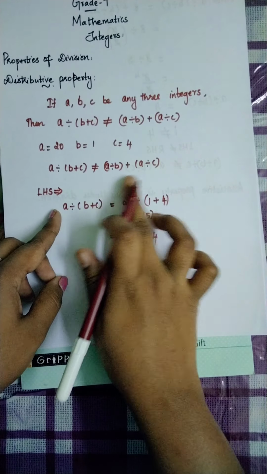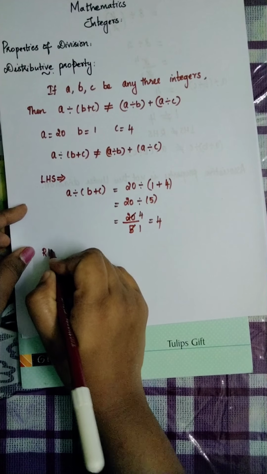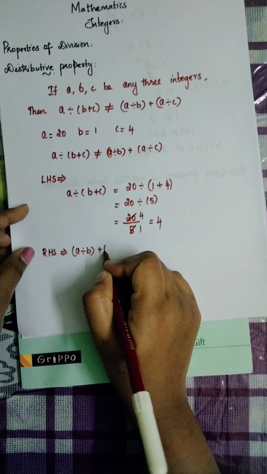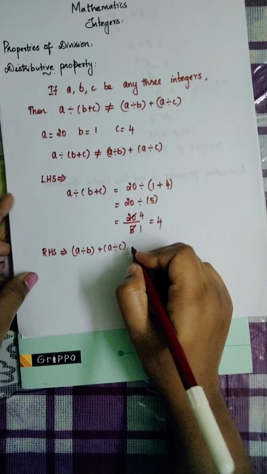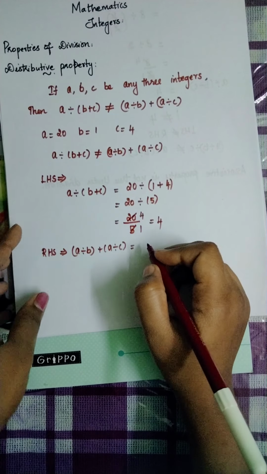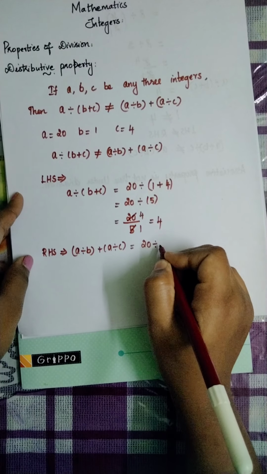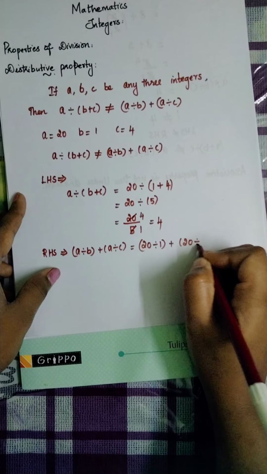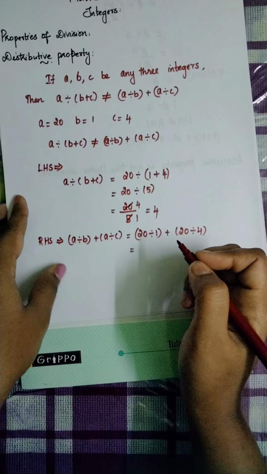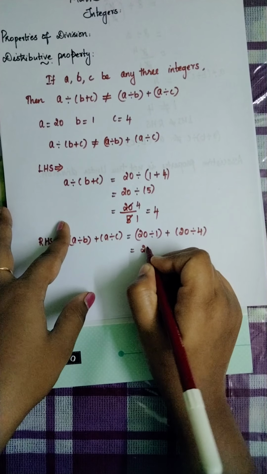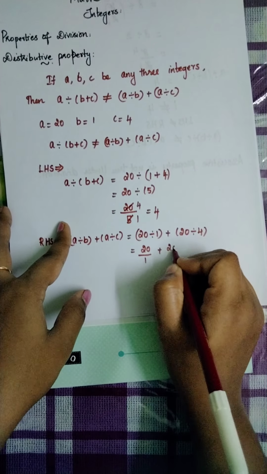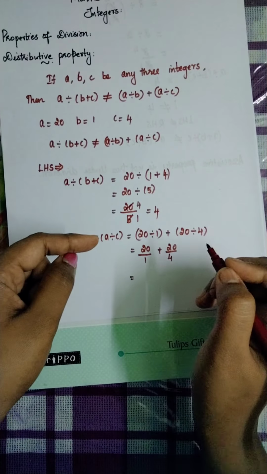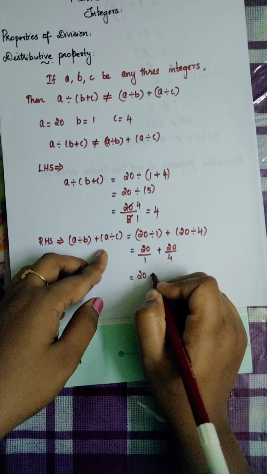Next we are going to do the RHS side. So RHS, that is a divided by b plus a divided by c. What is the value for a? Yes, value for a is 20. So 20 divided by value for b, which is 1, plus 20 divided by 4. Separately we are going to divide both the numbers. 20 by 1 is 20, the same number, plus 20 by 4.